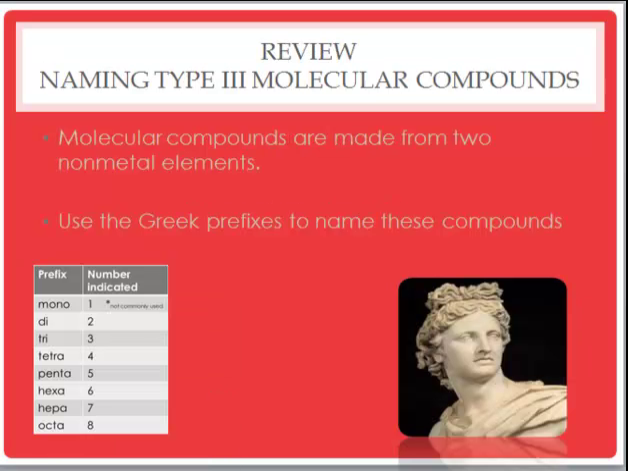In conclusion, molecular compounds are made of two nonmetal elements, and we use the Greek prefixes to name these type of compounds, like carbon dioxide. And yes, you should become familiar with the Greek prefixes. At least 1 through 5, or even 1 through 6 are the ones that we most commonly use.